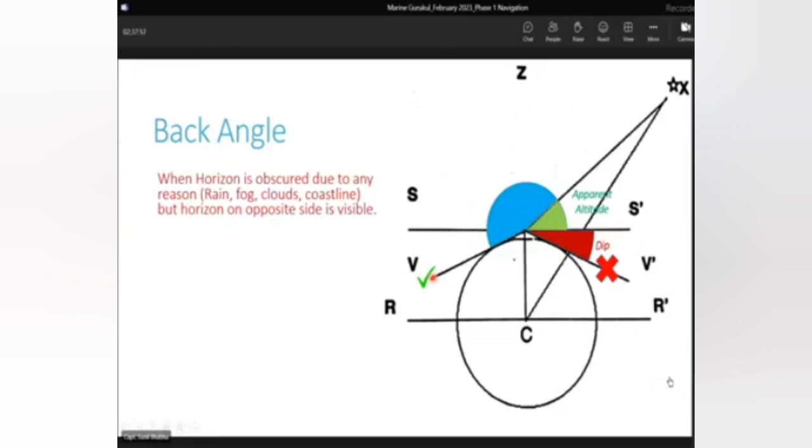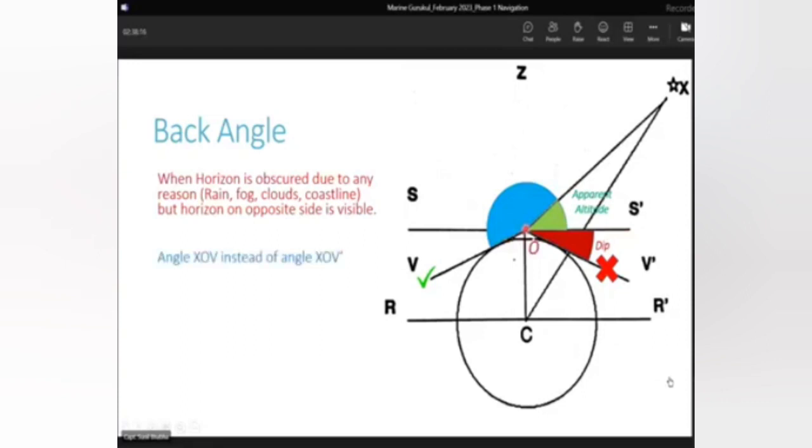So if you get a question in your exam where the angle is given as more than 90 degrees, don't think that it is a misprint. It could be a back angle observation. So we have obtained this back angle now. How do we proceed ahead from here?